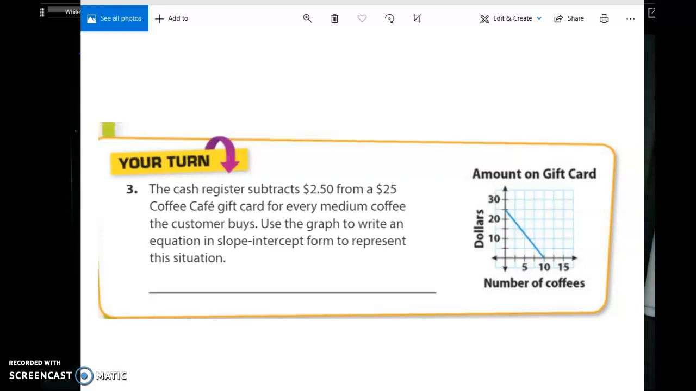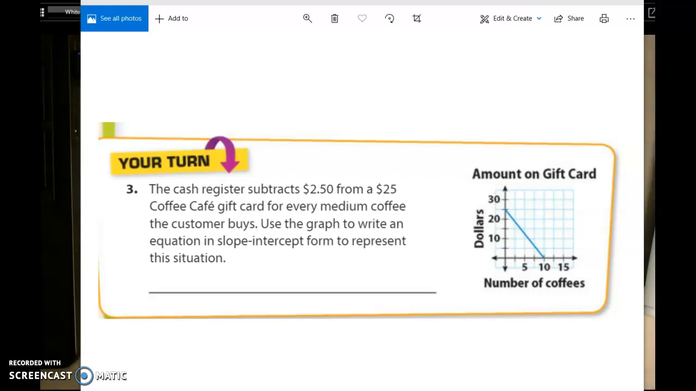All right, so as you see here on the screen, this very first situation talks about a cash register that subtracts $2.50 from a $25 gift card for every medium coffee that a customer buys. Now, we're going to use the graph to write an equation in slope-intercept form to represent a situation.